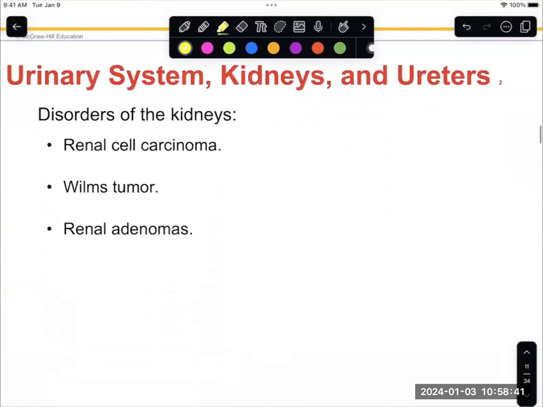So some of these disorders: renal cell carcinoma. This is the most common form of renal or kidney cancer. Treatment for renal cell carcinoma is a nephrectomy. Wilms tumor can occur in childhood. It's also called nephroblastoma. A Wilms tumor is treated with surgery and chemotherapy. And then we have renal adenomas, or benign kidney tumors. Benign means they're not going to spread anywhere else. They're usually asymptomatic and they're not life-threatening.